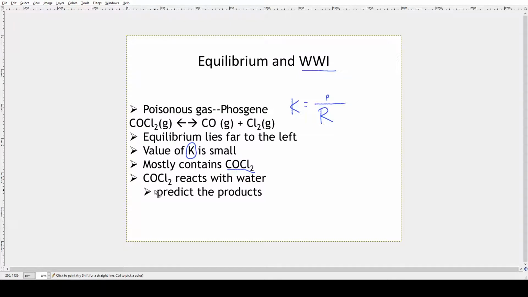And what do our bodies contain? Water. So let's imagine what might happen if somebody were to breathe in phosgene and have it react with the water in their bodies. Well, we would end up with carbon monoxide, which if you have it in your body, is going to inhibit your ability to respirate or take in oxygen, so that's not good. And you will also end up with hydrochloric acid inside of you.